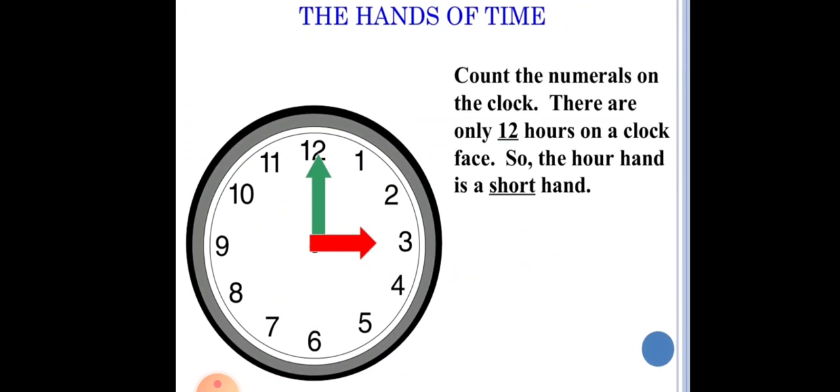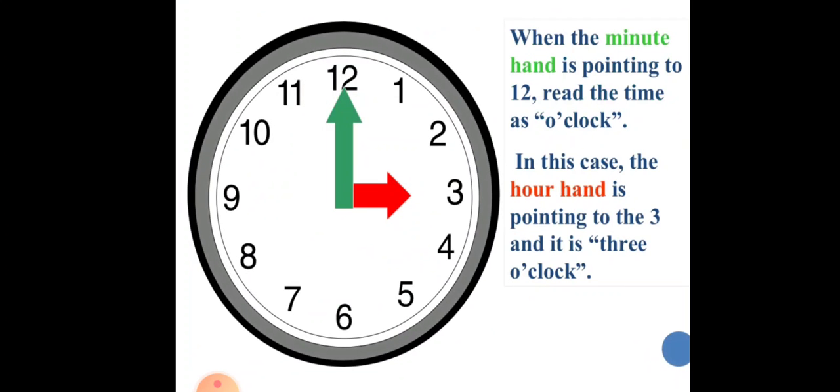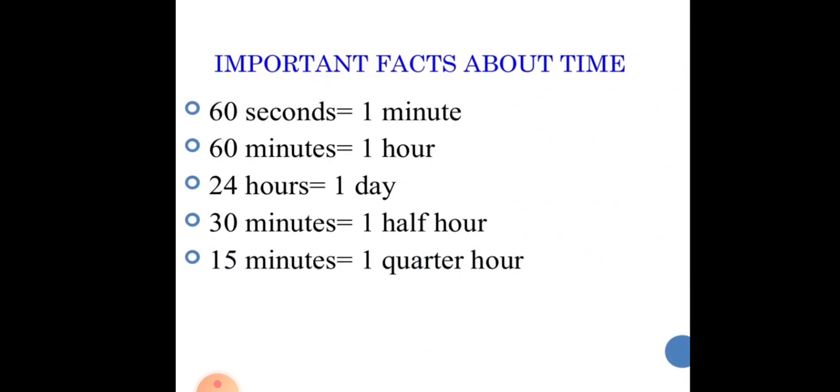The hands of the clock. Count the numerals on the clock. There are only 12 hours on a clock face, so the hour hand is the shorter one. The minute hand is the long one. The minute hand is the longer hand. The hour hand is the shorter hand. When the minute hand is pointing to 12, read the time as o'clock. If the hour hand is pointing to the number 3, it means it is 3 o'clock.